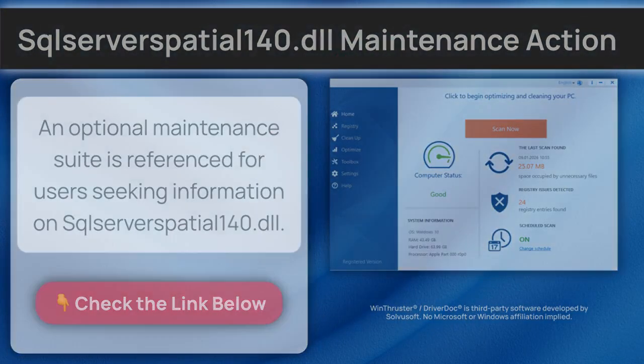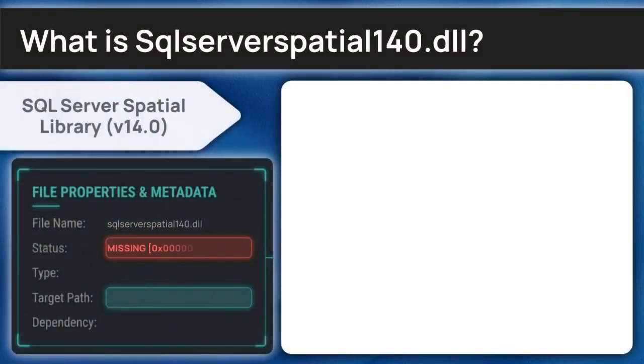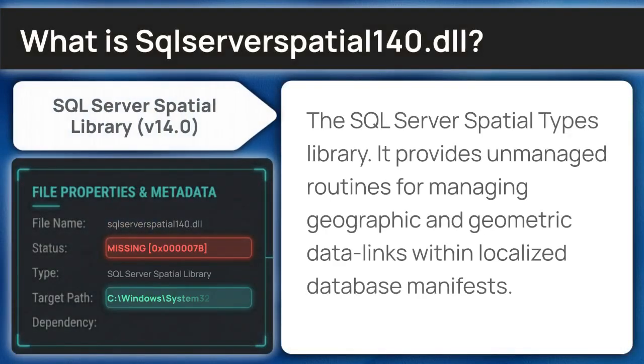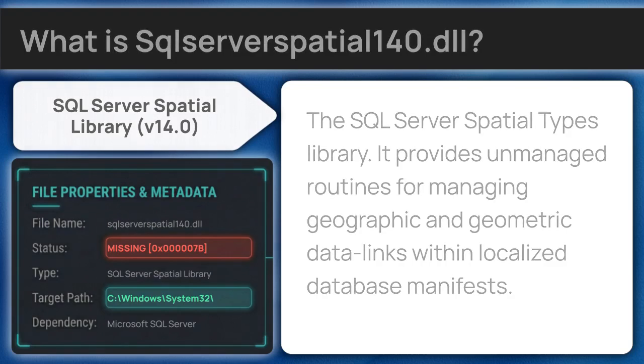This is the SQL Server Spatial 140, the SQL Server Spatial Types library. It provides unmanaged routines for managing geographic and geometric data links within localized database manifests. Now that we've covered what the file does, let's jump into our first fix.